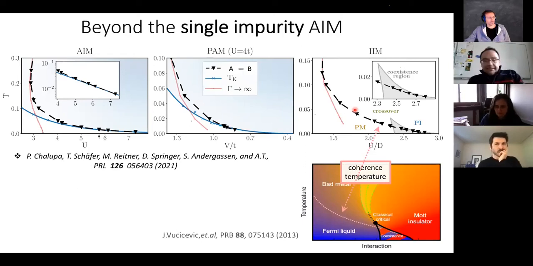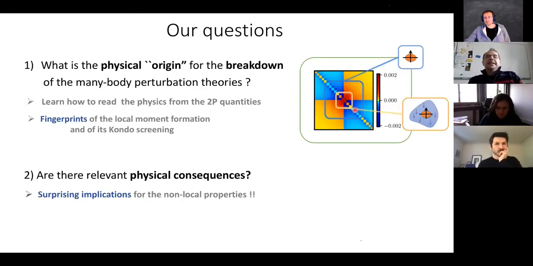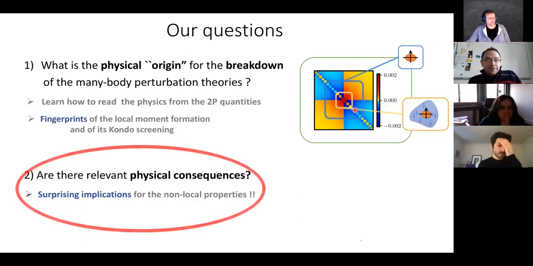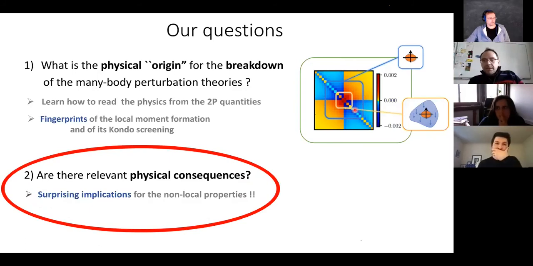And this is somehow, I think, a good picture of what we can understand by reading the physics from the two-particle quantities, which explain what is the physical origin of the vertex divergences, as they originate from the transfer of information from the spin to the charge channel in the presence of the local moment formation and its Kondo screening.